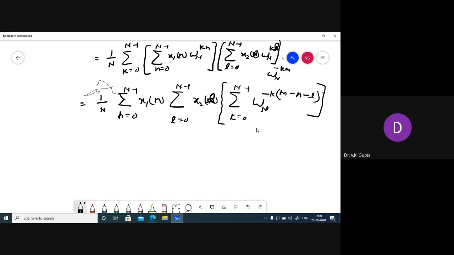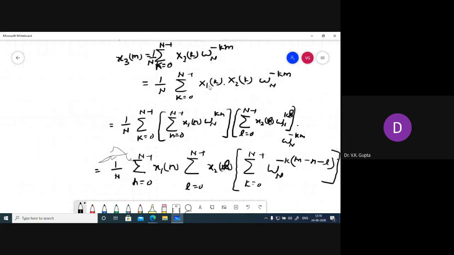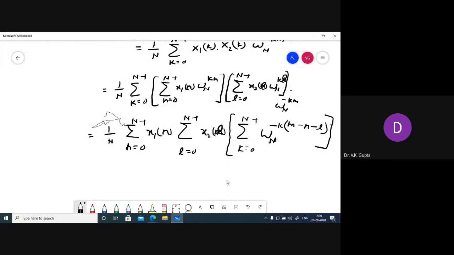This x1(k) is the DFT of x1(n), and X2(k) is the DFT of x2(n). Here we have changed the notation of time from n to l and m. So we have arranged all the n terms here, all the l terms here, and all the k terms here: sigma k equal to 0 to N minus 1, W_N to the power minus k(m minus n minus l).